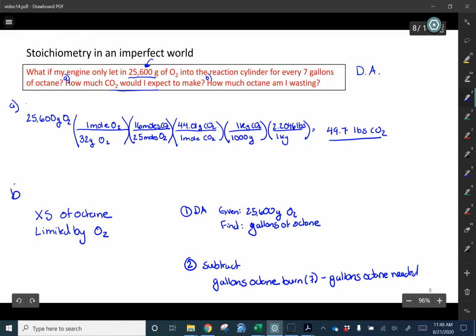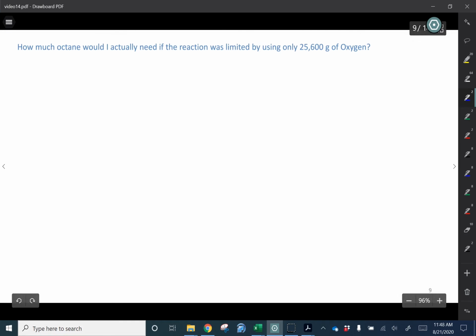So there's our plan for B. And we have a second slide for doing that math. Again, we're going to start with 25,600 grams of O2, and we're going to convert to moles of O2, then moles of octane, then to gallons of octane.